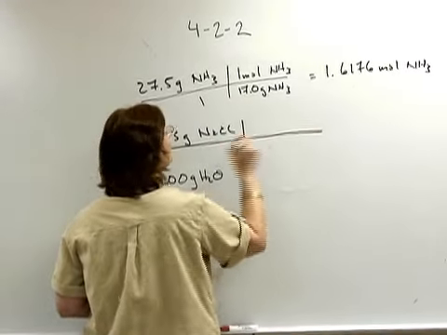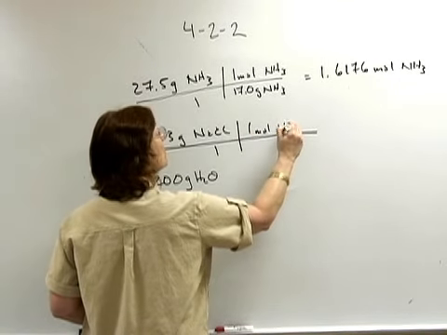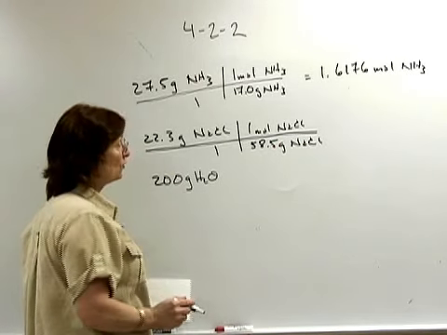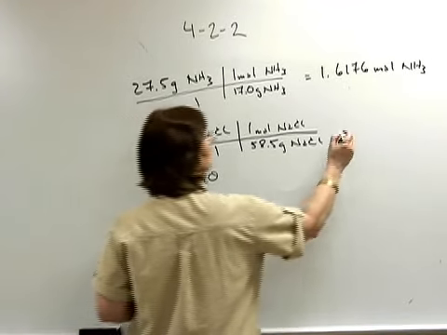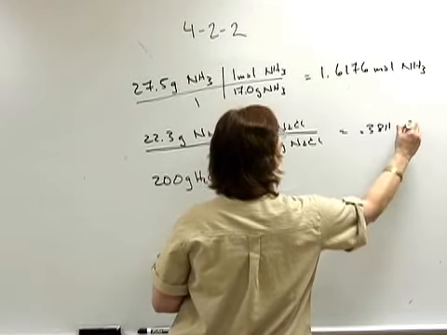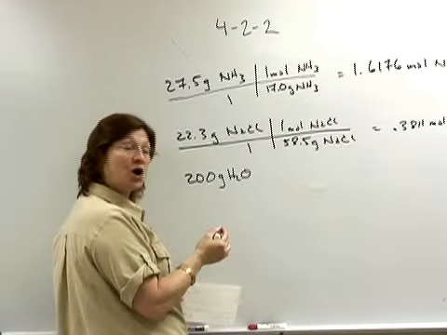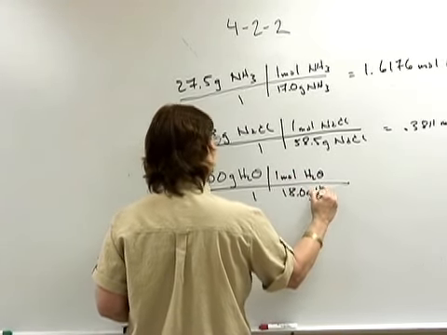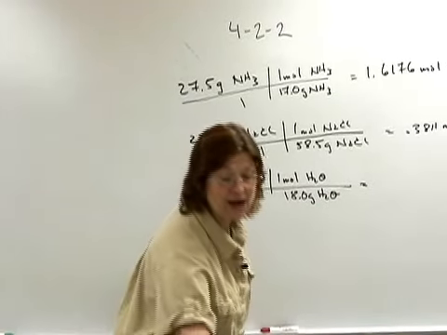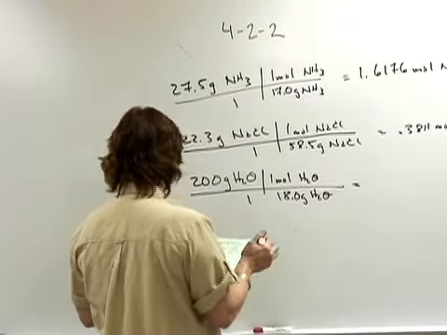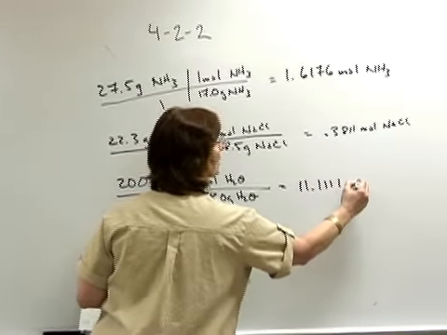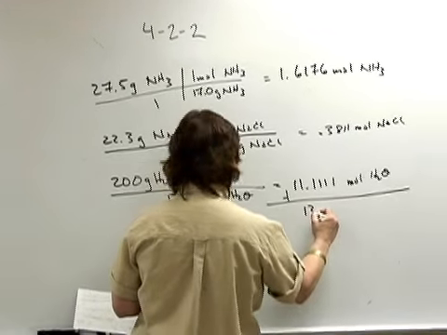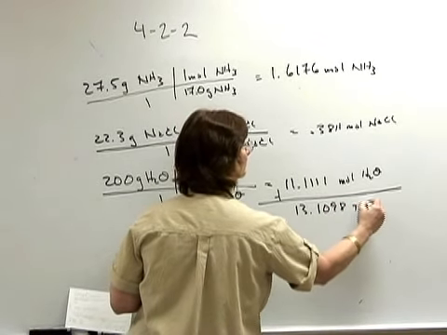And then I change my grams of sodium chloride to moles. And 1 mole has a mass of 58.5 grams. Sodium is 23.0 and chlorine is 35.5. And this gives me 0.3811 moles of sodium chloride. Water is the largest part here, and we know that 1 mole of water has a mass of 18.0 grams of water. And therefore, when I add this up, I get 11.1111 moles of water. And when I add up all 3 of these moles, I get a total of 13.1098 total moles.